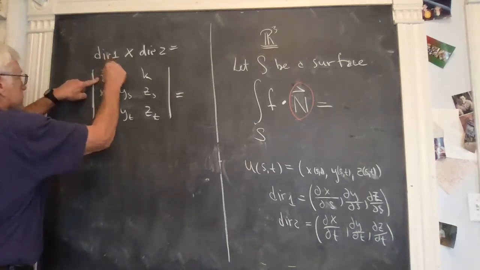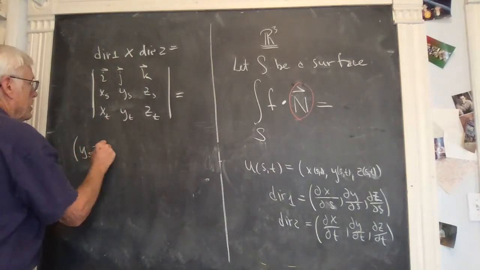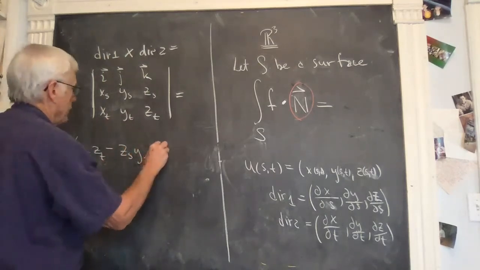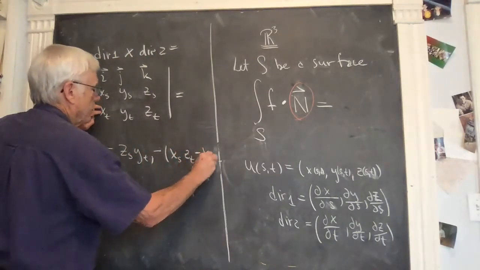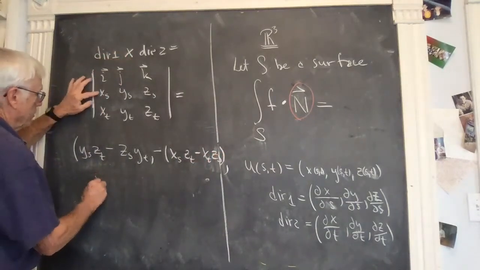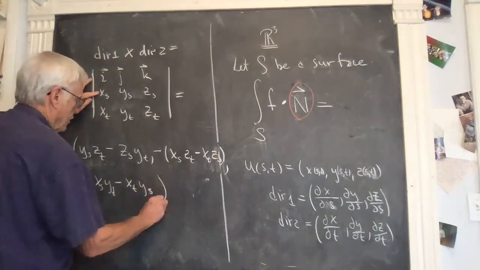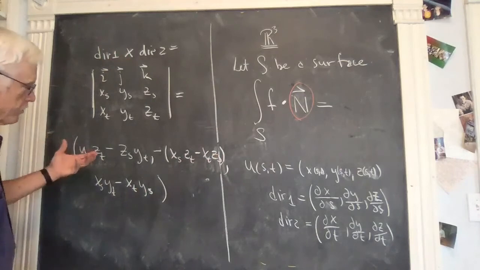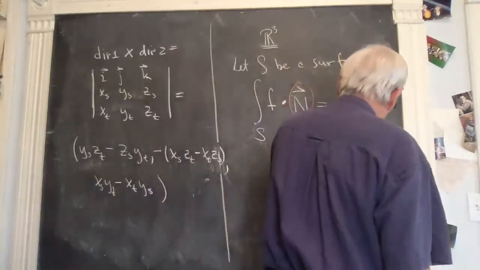So i gets multiplied by y_s z_t minus z_s y_t and so on, minus x_s z_t minus x_t z_s. And then finally, the last one is x_s y_t minus x_t y_s. So this is a perpendicular vector to the surface at any given point. And now we have to divide this by its length.